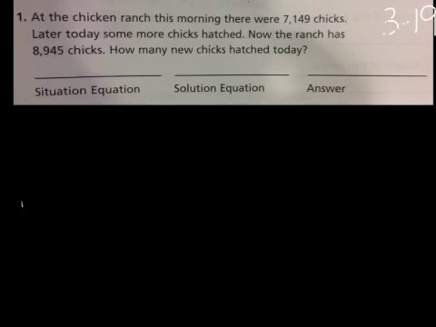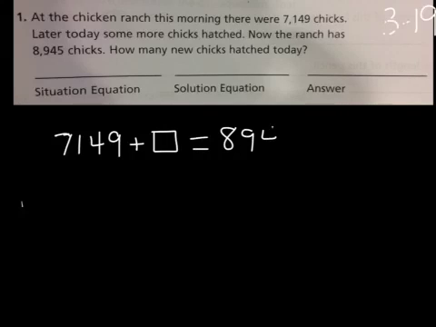So the hardest thing about what we're doing with today's lesson is the difference between the situation equation and the solution equation. So basically the situation equation is setting it up the way it's set up in the problem. So it says at the chicken ranch this morning, there were 7,149 chicks. Later today, some more chicks hatched. So because some more came, and we don't know how many there were, we're going to leave that blank. And now the ranch has 8,945 chicks. That's the situation equation.